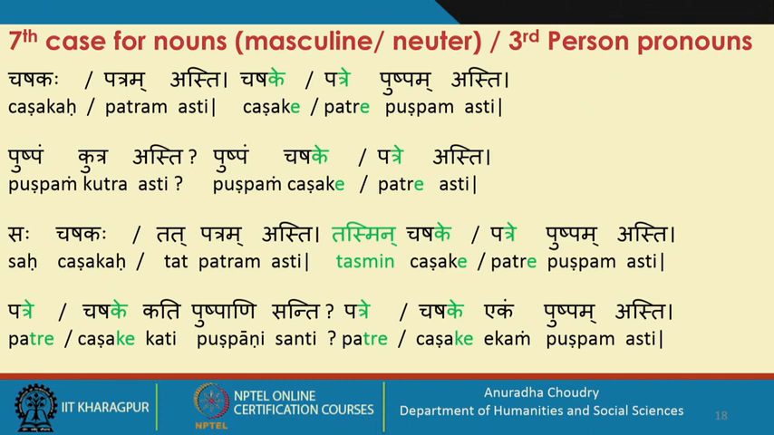So again, if you keep looking at the screen, you can never say saha chashake. It will have to be tasmin chashake to let the listener know that the pronoun is being used along with that particular noun. So tasmin chashake. Moving on, we see the question. So patre kati pushpani santi or chashake kati pushpani santi. Answer, patre or chashake ekam pushpam asti.